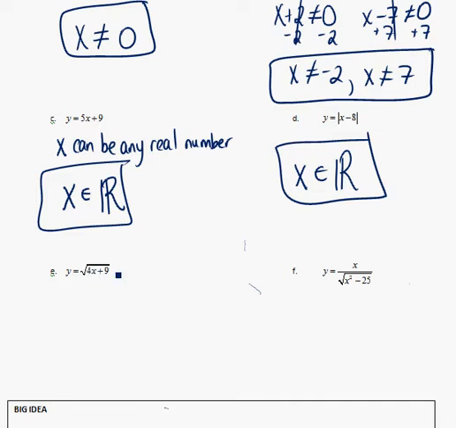So in order for this to work, I need to make sure that I'm inputting values for x that give me 0 or positive numbers to take the square root of.